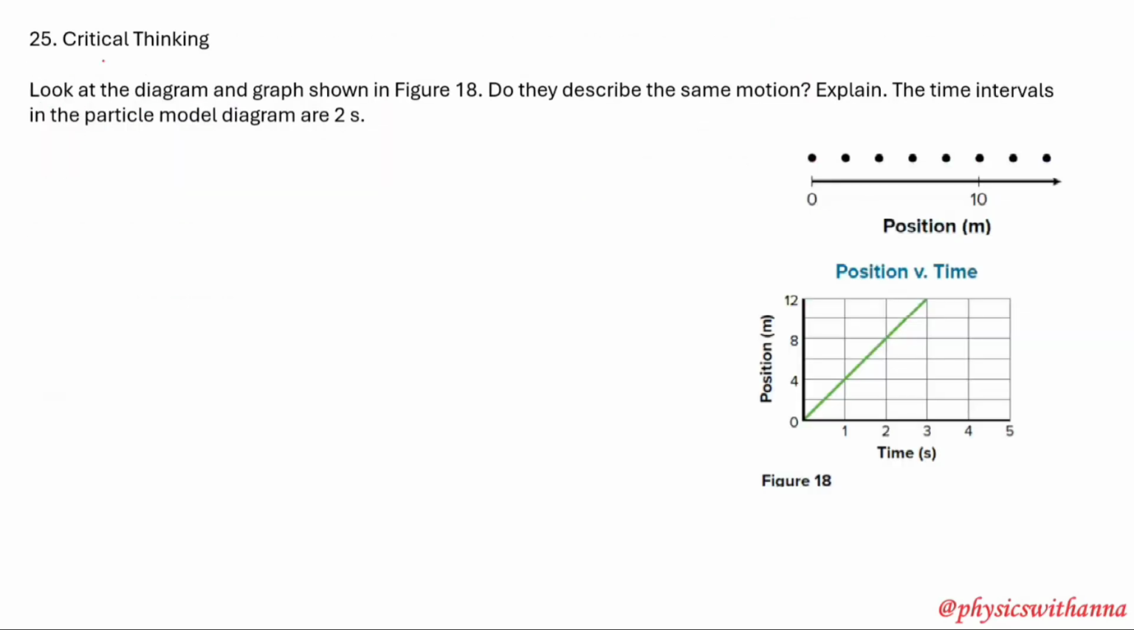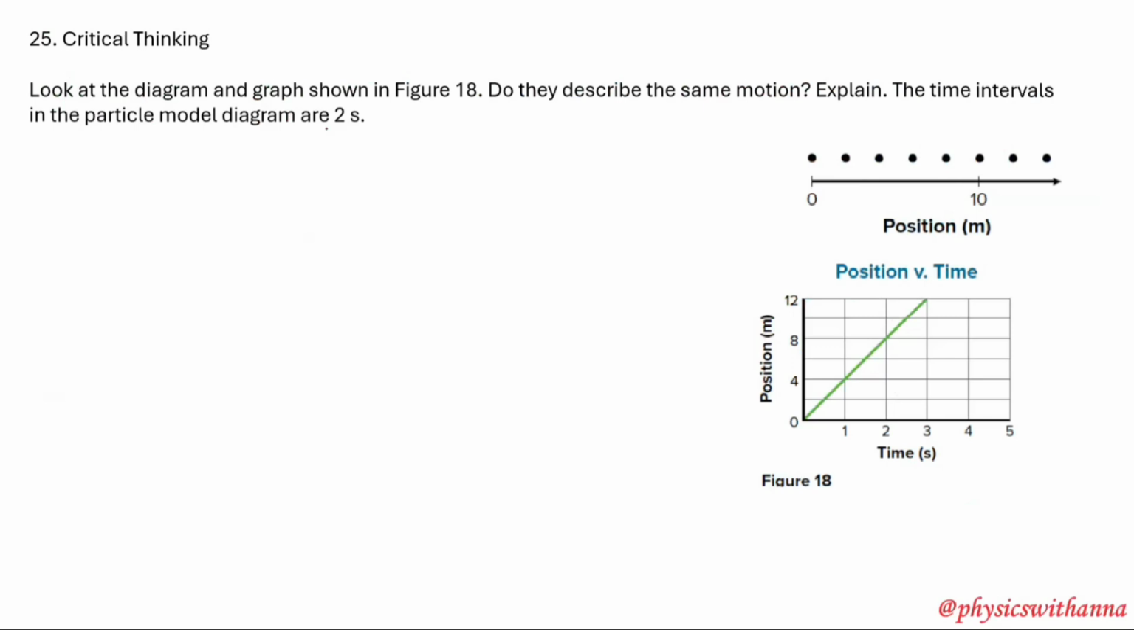So next question 25. Look at the diagram and graph shown in figure 18. Do they describe the same motion? Explain. The time interval in the particle model diagram is 2 seconds. So here you have a position-time graph and a particle model, and they are asking you if these two represent the same motion.